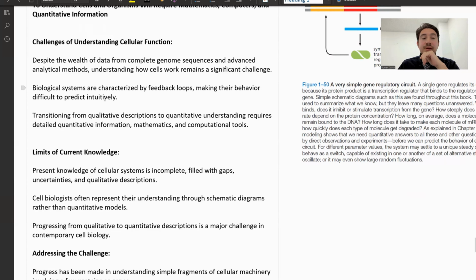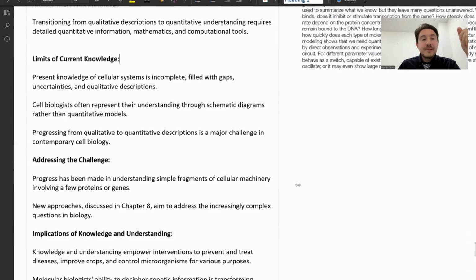So, biological systems are characterized by feedback loops, right? Making their behavior difficult to predict intuitively. Transitioning from qualitative descriptions to quantitative understanding requires a lot of computational power, mathematics, quantitative information. But who knows? Maybe we're diving into this whole AI era. Maybe that does facilitate our research, our discoveries, a lot faster. Only time will tell, right?